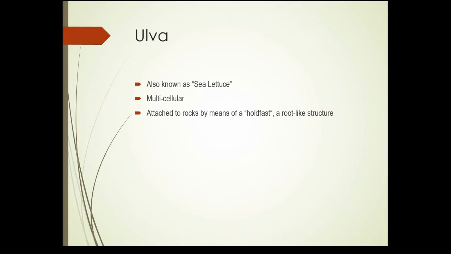Ulva is also known as sea lettuce. It's a multicellular algae, and it attaches to rocks by means of something called a holdfast, which is a root-like structure. Now keep in mind, this differentiation between the parts of an algae's body, the thallus, is not as dramatic as in green plants. There's not a huge amount of differentiation, but you can see at least some in some of the green algae. Some of the other algae look even more dramatically different.